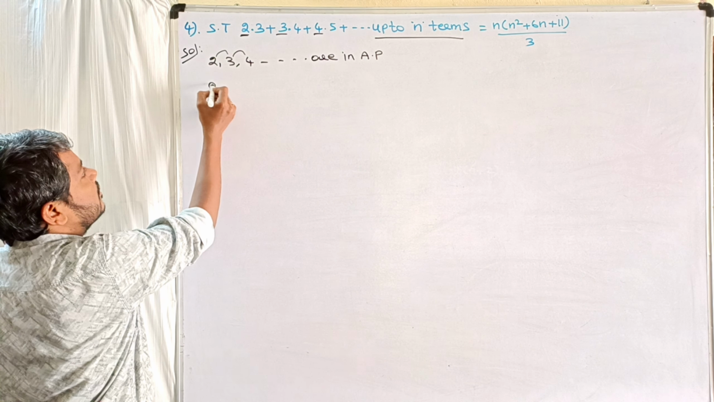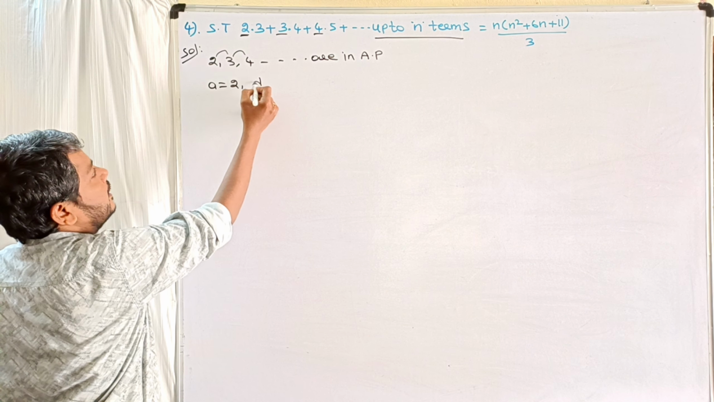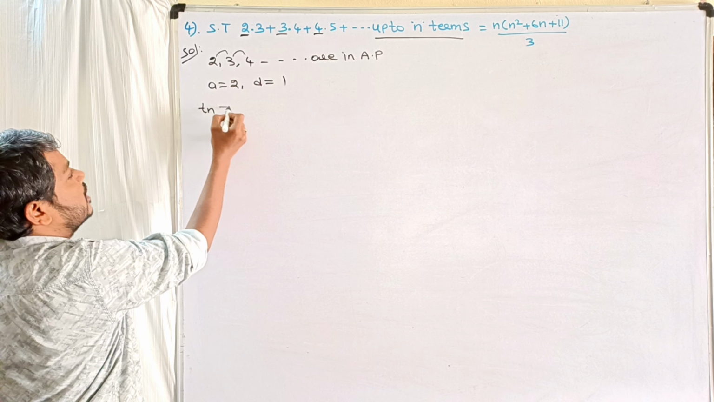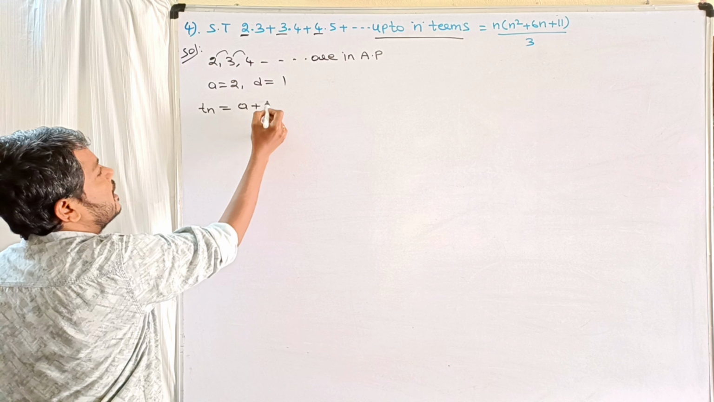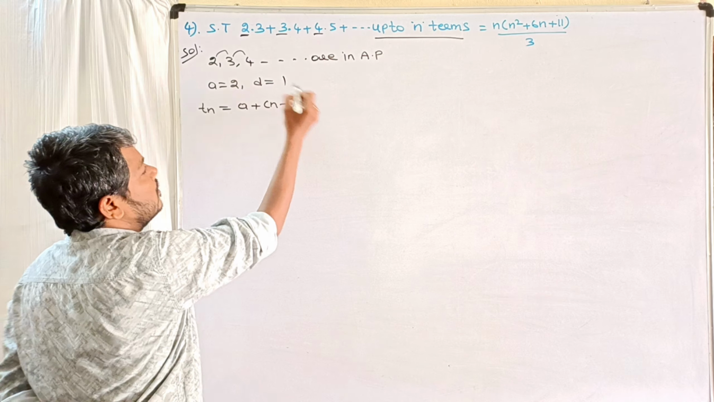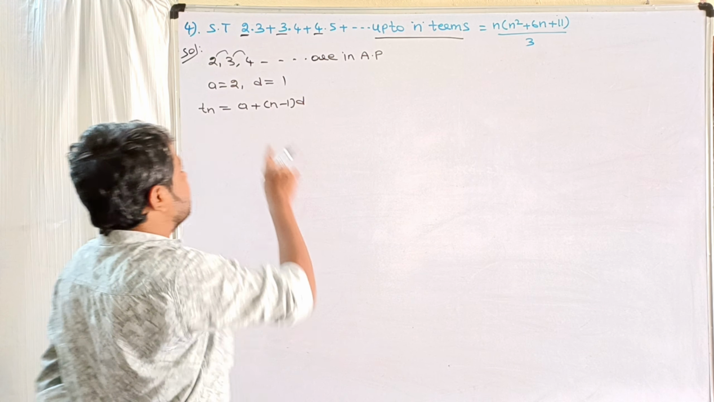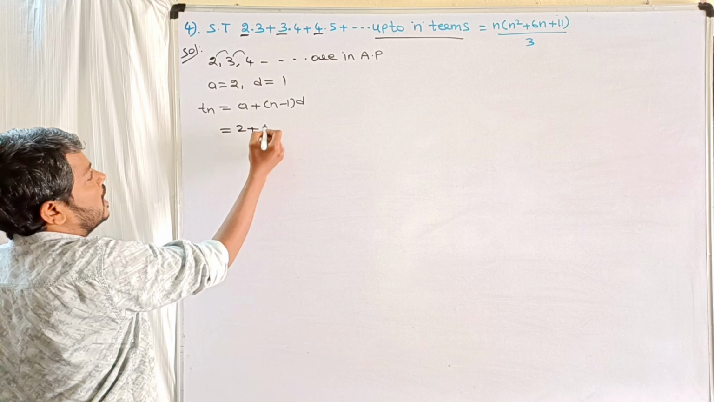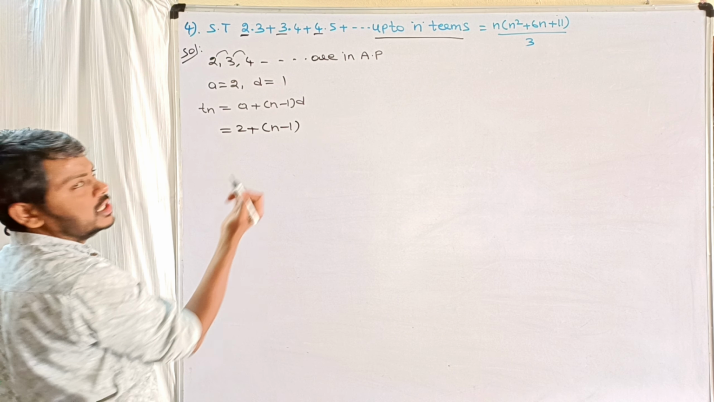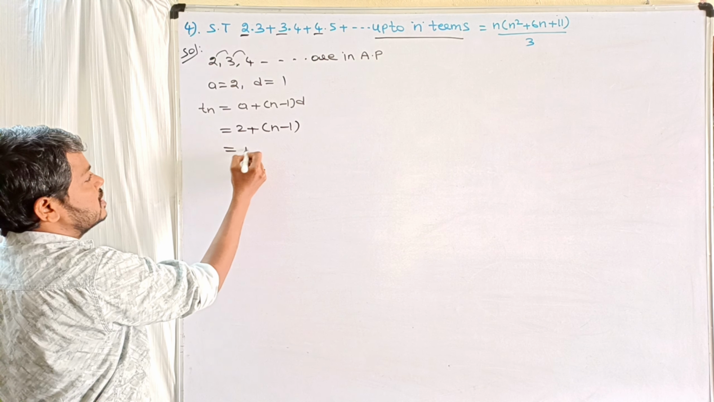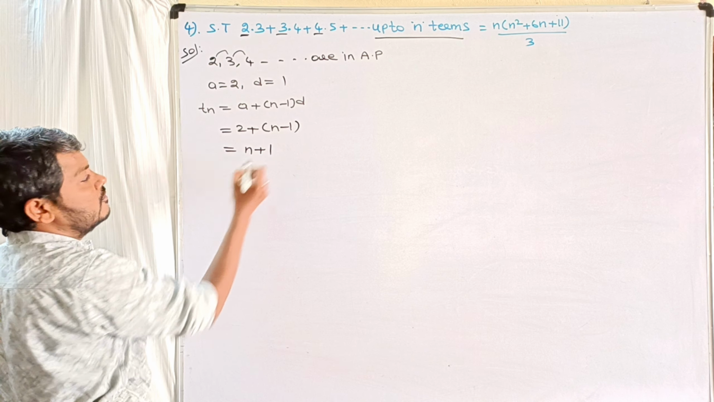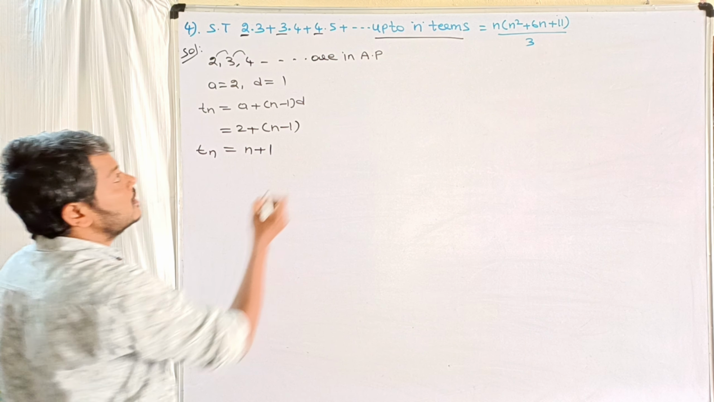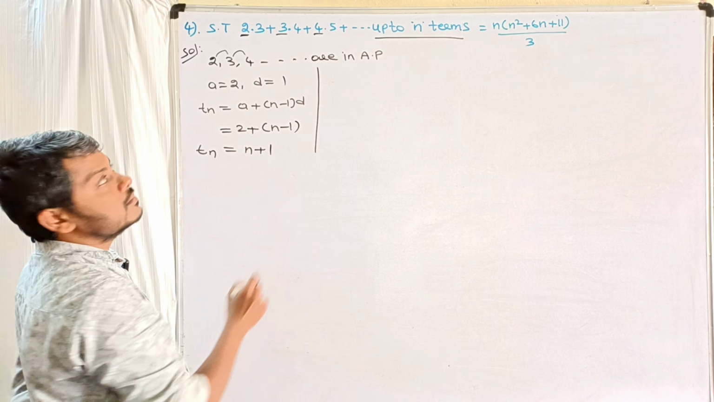Clearly what is the first term? a equals 2 and the difference is 1. And we know the nth term formula is a plus n minus 1 into d. a is 2 and d is 1, which gives 2 plus n minus 1 into 1. So which is n, 2 minus 1, 1. So clearly what is Tn? n plus 1.